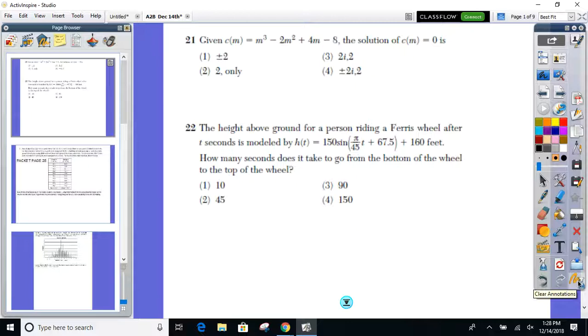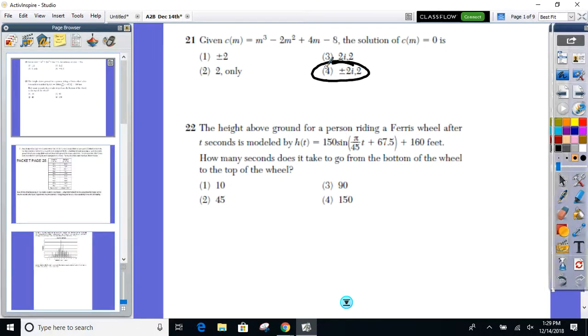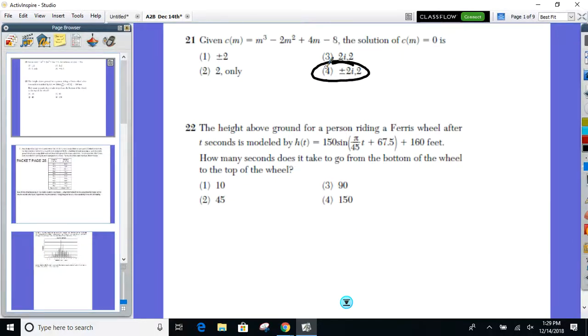What's the highest exponent? 3, which tells me there's 3 solutions. Look at all of them. How many solutions are on choice 1? 2. 1 solution. 2 solutions. Only one with 3 is number 4. Okay?